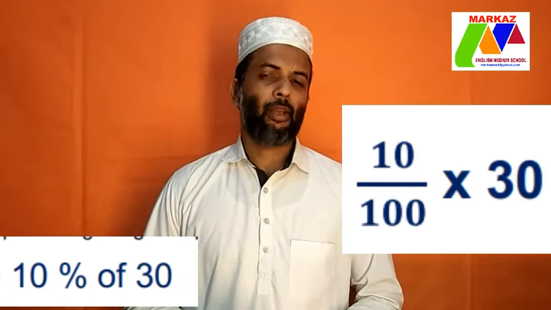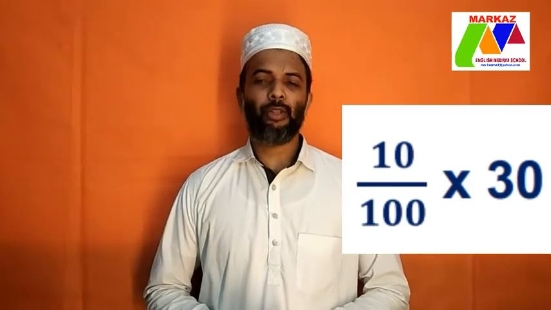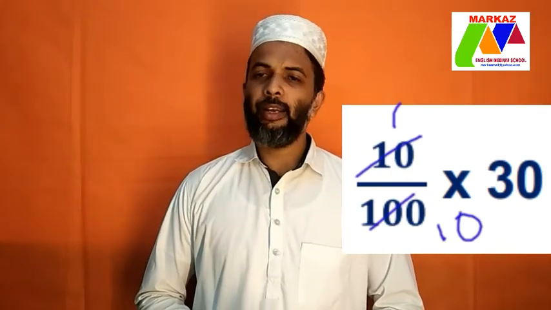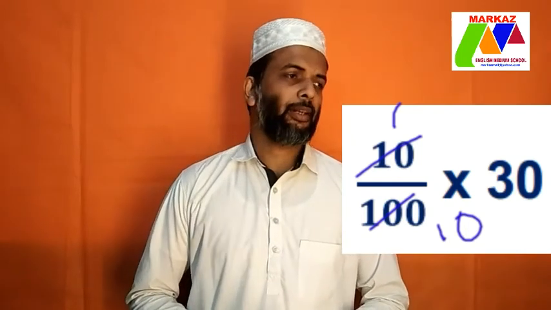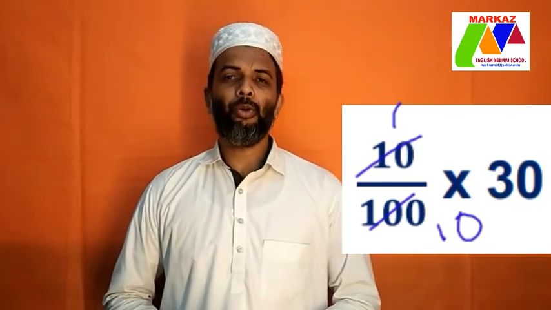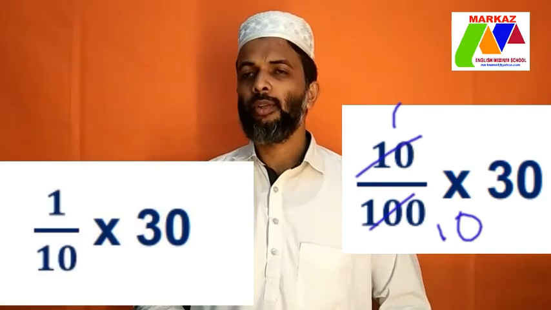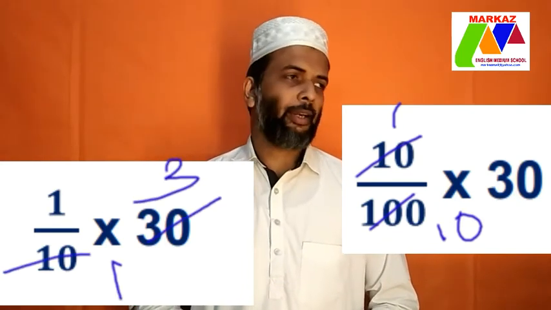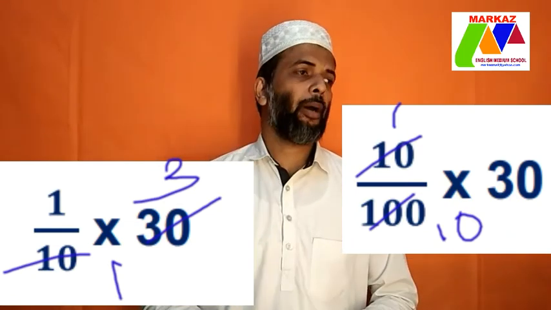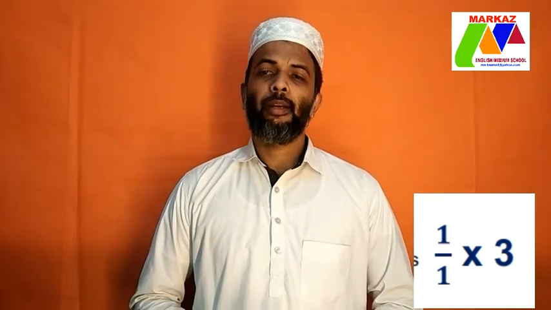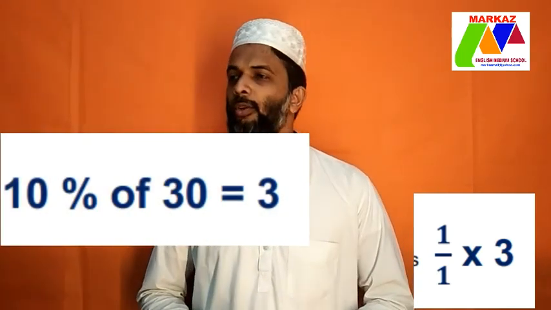Before multiplying, we can simplify the fraction with common factors. First, consider 10 and 100. 10 in 100, 10 times; 10 in 10, 1 time. So, 1 by 10 into 30. Then also simplify 10 and 30. In 30, 10 three times; 1 by 1 into 3. So your answer: 10% of 30 is equal to 3.